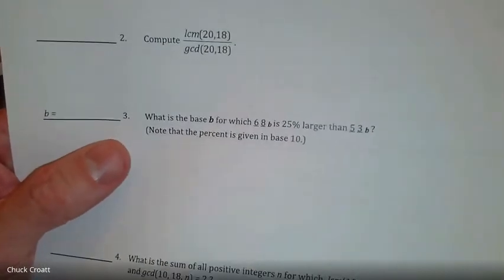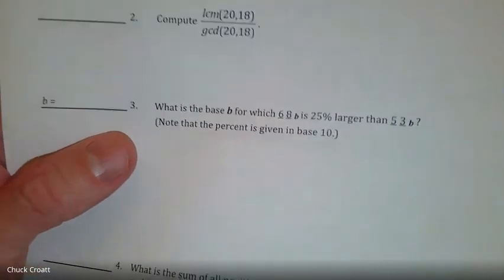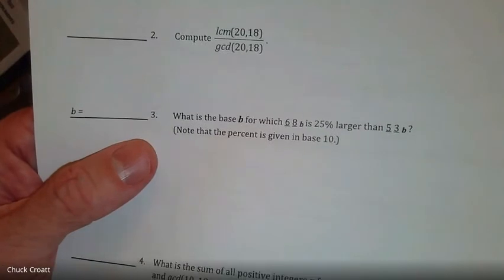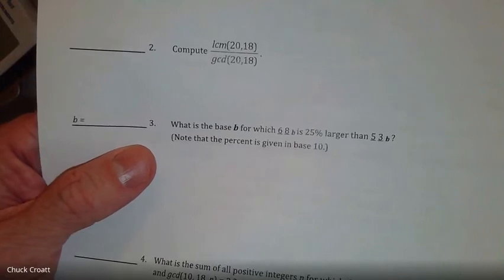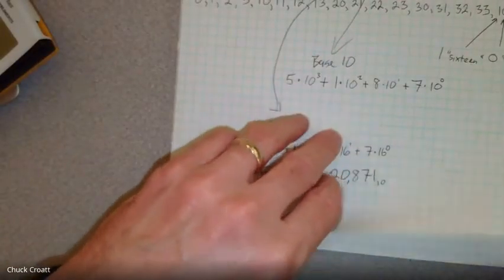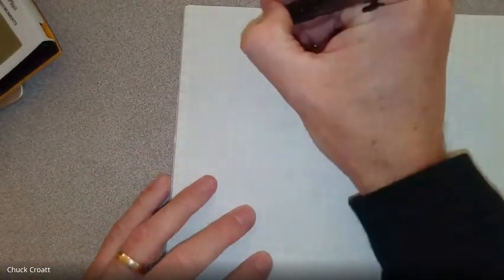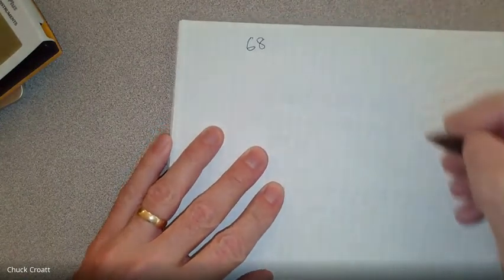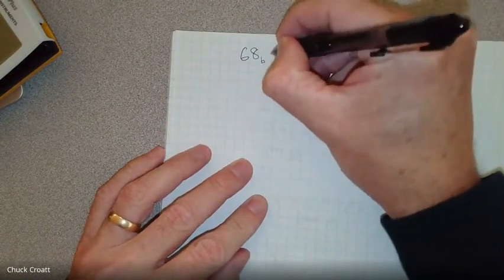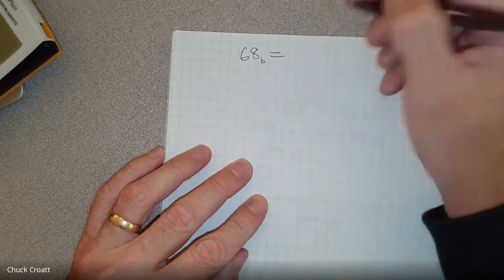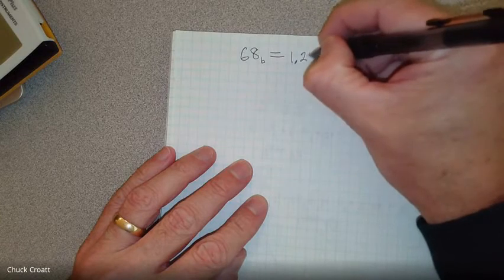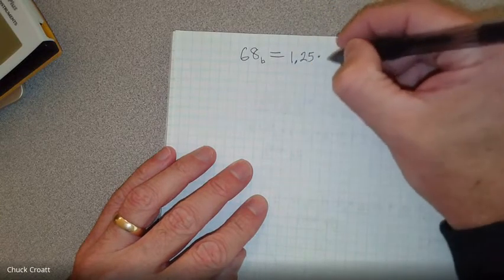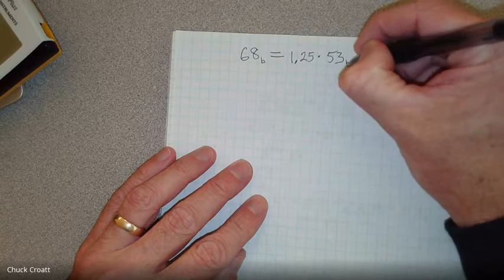What is the base B for which 68 base B is 25% larger than 53 base B? And so if I was doing this problem, I would say, let's see, 68 base B, whatever that is, is 25% larger. So I'm going to say it is 1.25 times 53 base B.